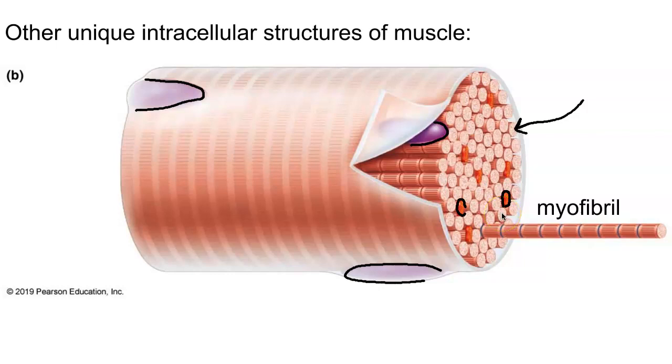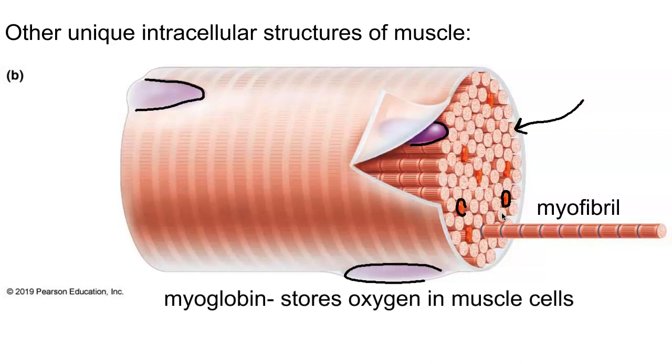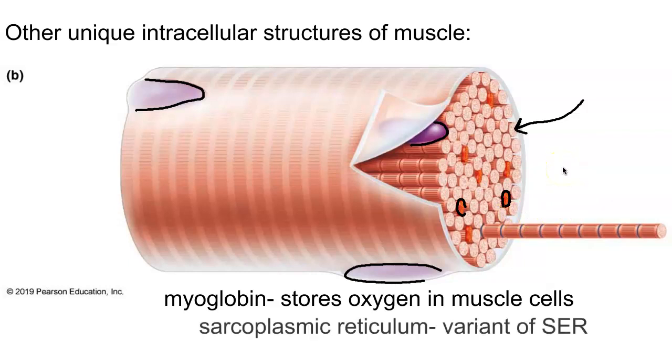In addition, there are some new molecules in the cell. There's a molecule called myoglobin. Myoglobin is a relative of hemoglobin, and it stores oxygen within the muscle cell. There's also a variation of the smooth endoplasmic reticulum called the sarcoplasmic reticulum, and I'm going to show you where that is in another video, show you where that is and what that does.